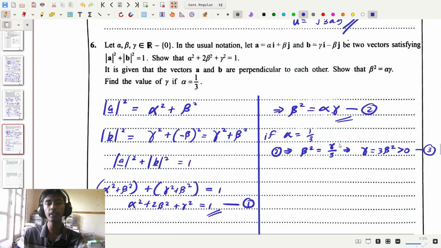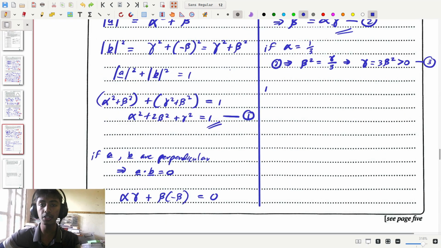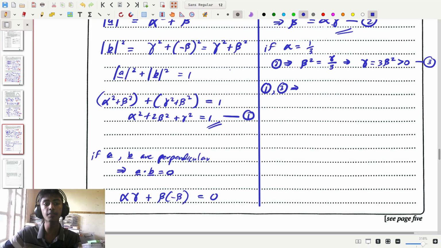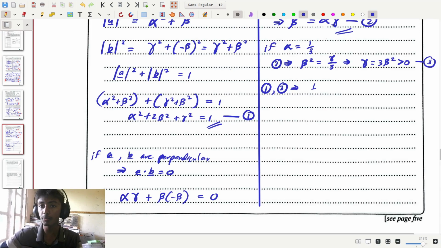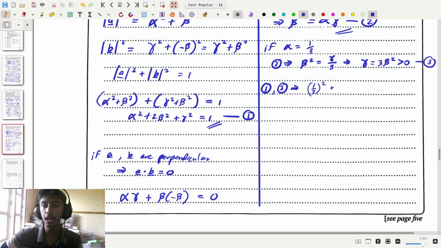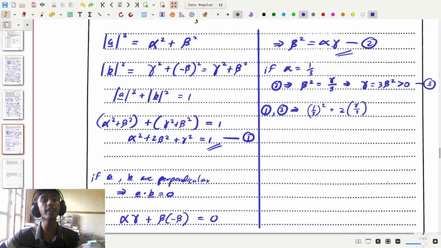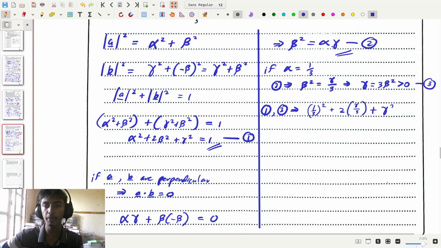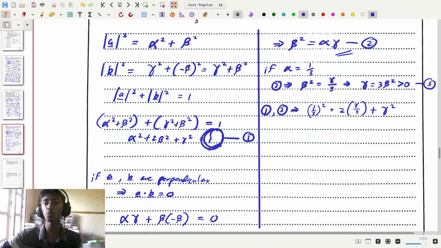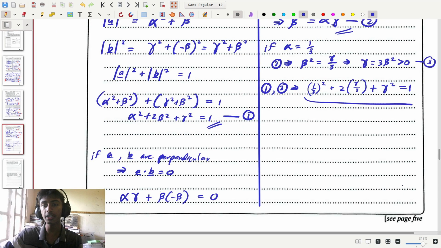Now if we consider our first equation, equation number 1, and substitute in the fact that alpha is equal to 1/3, alpha squared is going to be 1/3 squared, plus 2 times beta squared, which we know is equal to gamma divided by 3, so we have gamma divided by 3. And finally we have plus gamma squared, and that is all equal to 1. Now we can see what we have is a quadratic in terms of gamma.